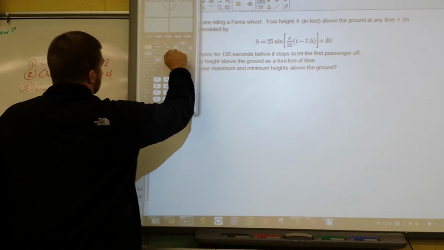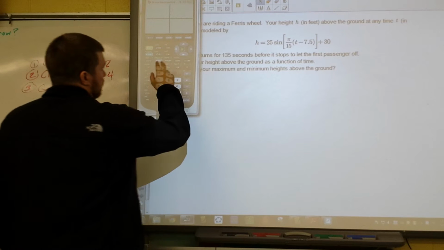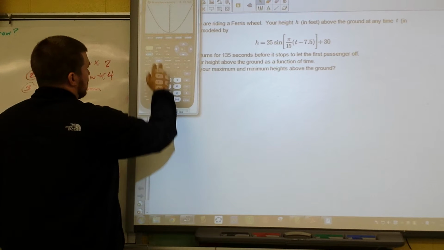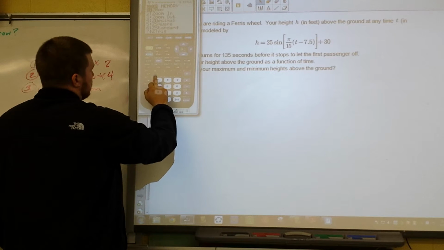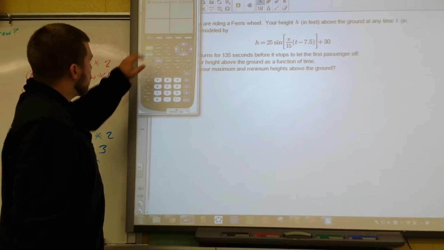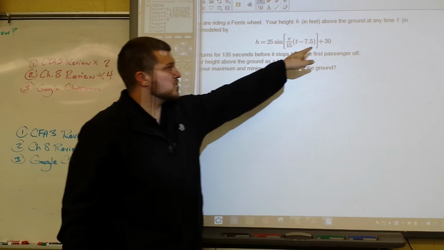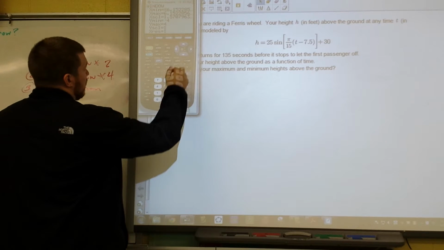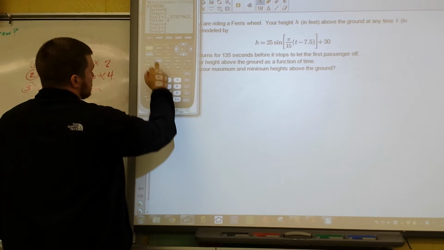I want to graph this. I'm going to do zoom 7. Nothing really shows up, so I'm going to do zoom fit. Okay. And I want to zoom 7 again. All right, so now what I want to do is go to my window. I know my maximum value has to be 25, but there's also a vertical shift of 30. So I'm going to say my x min, I just want to go from 0 to 2 pi. I just want to look at one cycle only.